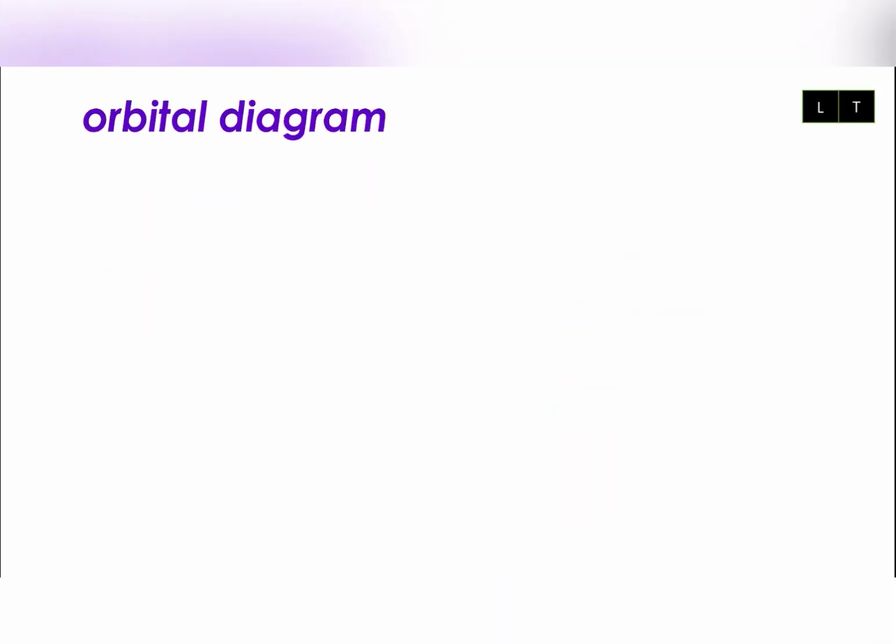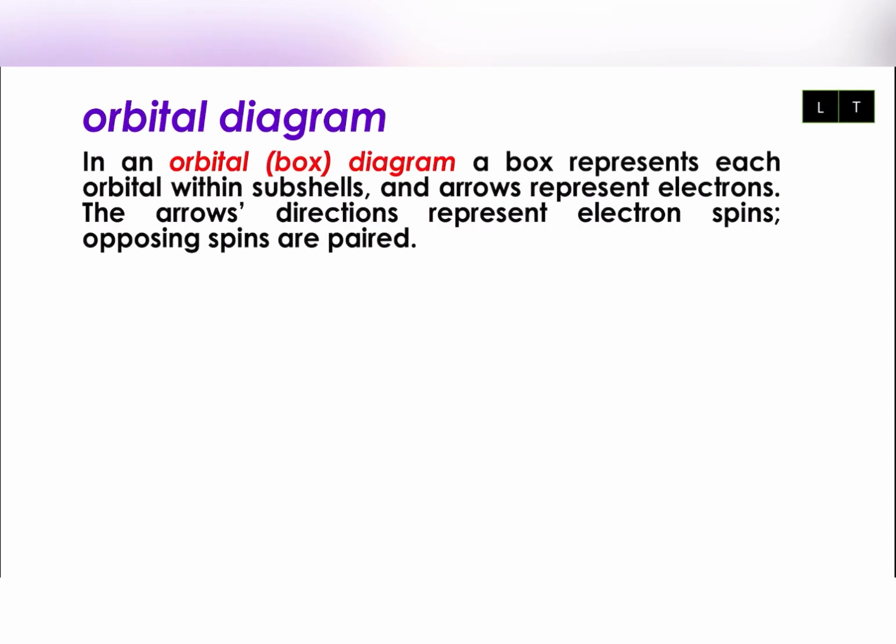Next, we have the orbital diagram. Another name for it is the box diagram. Each box represents each orbital within subshells. And for electrons, we are going to use arrows. Arrows here can represent specific directions. If I have a half-headed arrow pointing up, I understand it as positive half spin. If I have a half-headed arrow pointing down, I understand it as negative half spin. So usually we pair both of these opposite spins like this to indicate 2 electrons.